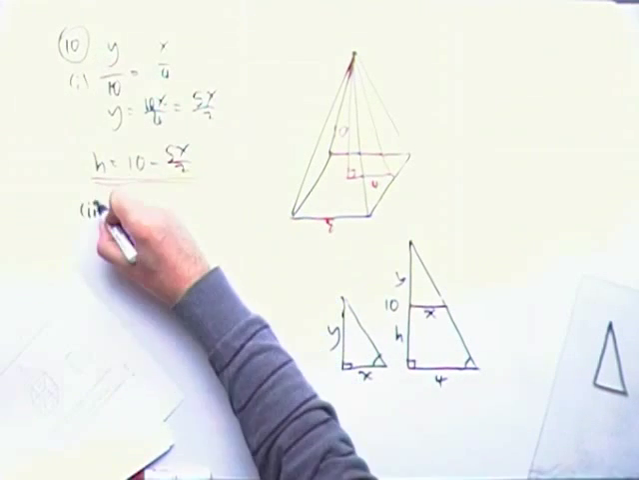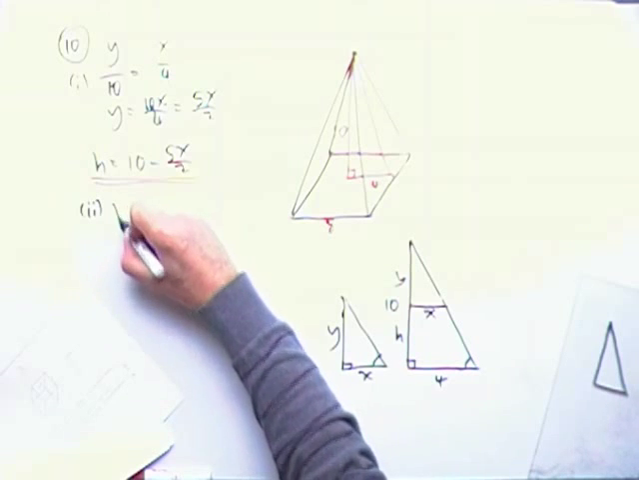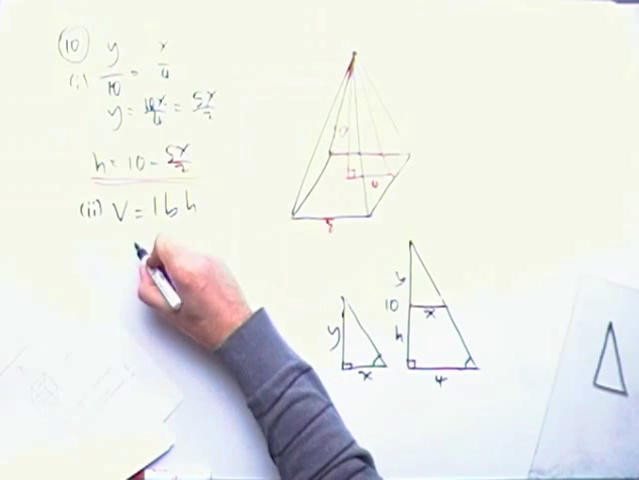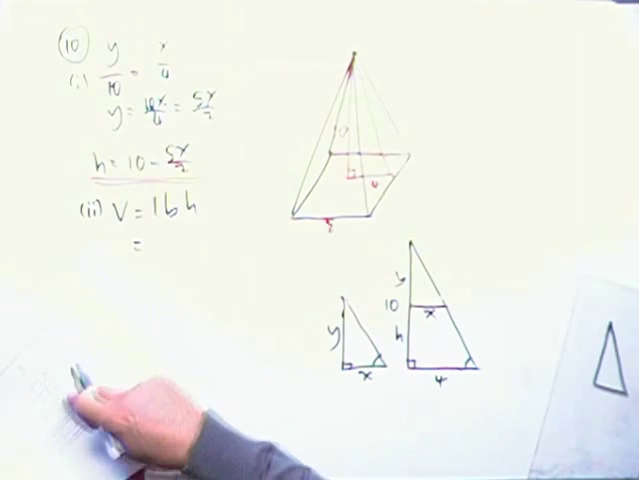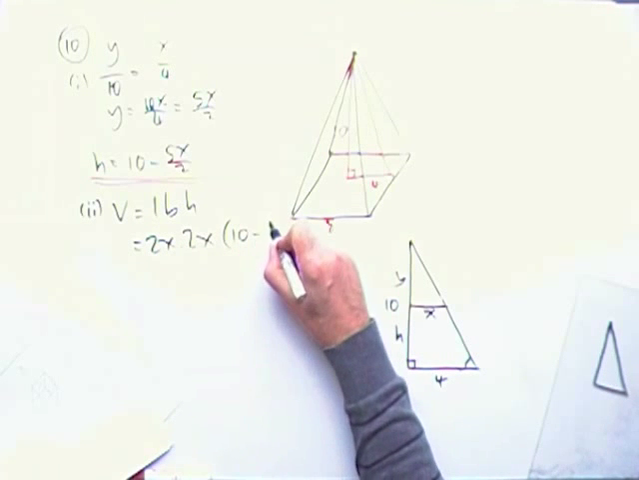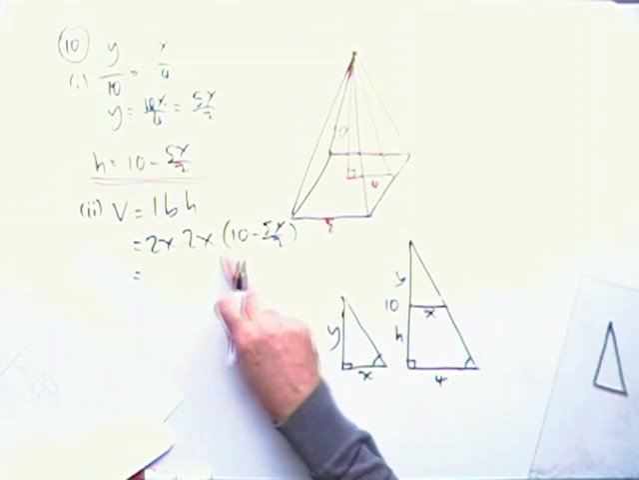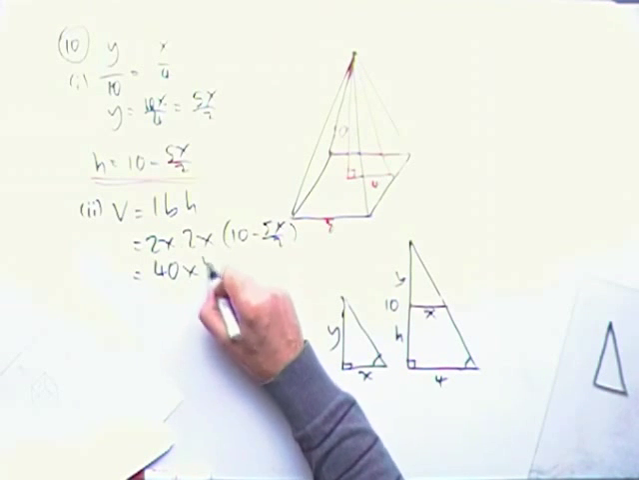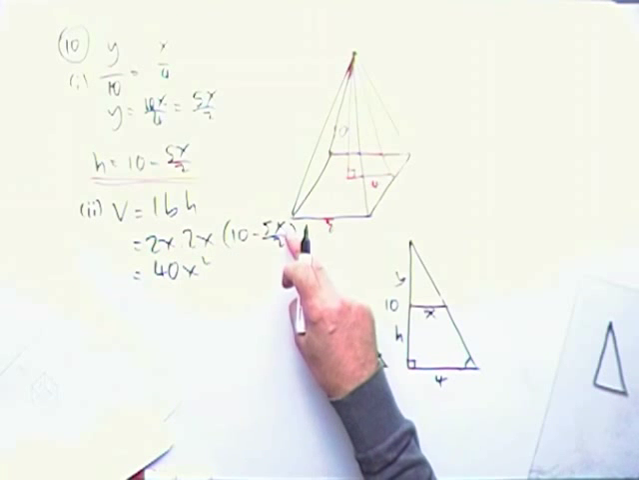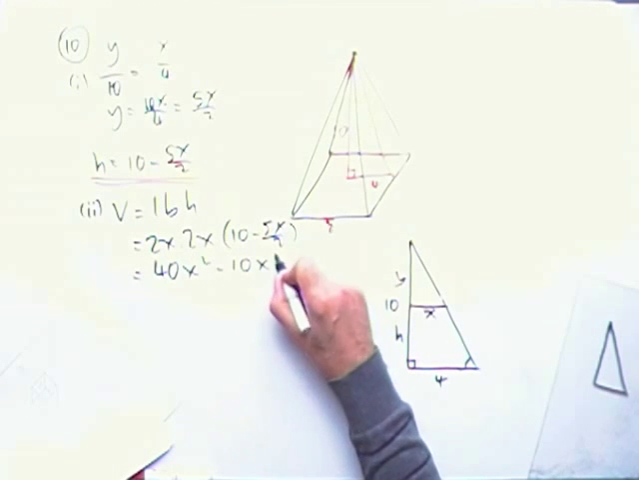That was part 1. Part 2 says, what's the volume? Well, the volume will be easy, because that will just be volume equals length times breadth times height. And it said the width of the base was 2x. So 2x times 2x times 10 minus 5x upon 2. So that's 4x squared times 10, 40x squared. 4x squared times that, 2 into 4 goes 2, so that'll be minus 10x cubed.